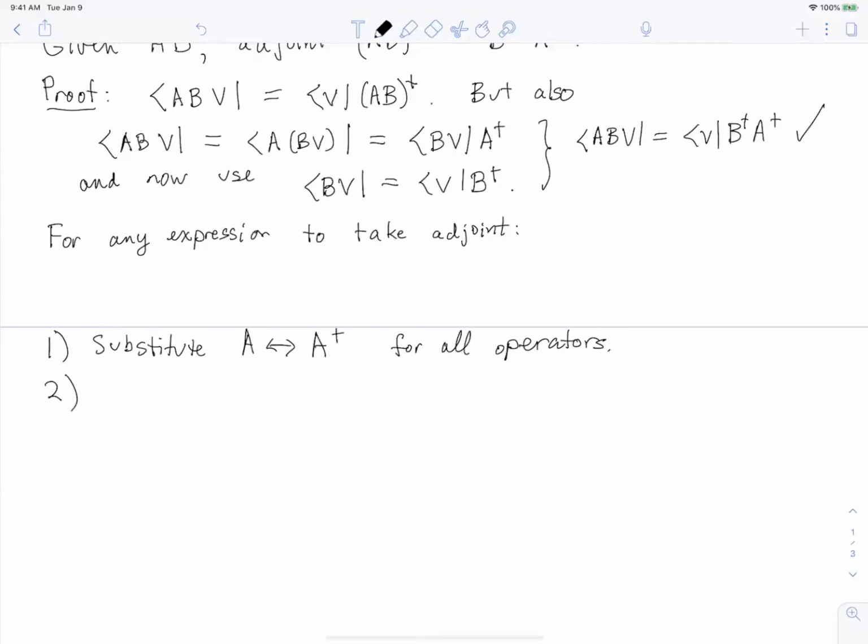The second thing, you're going to substitute for any number in the expression. Let's call it C. For every number, you're going to replace it by its complex conjugate. So that's true for all numbers.